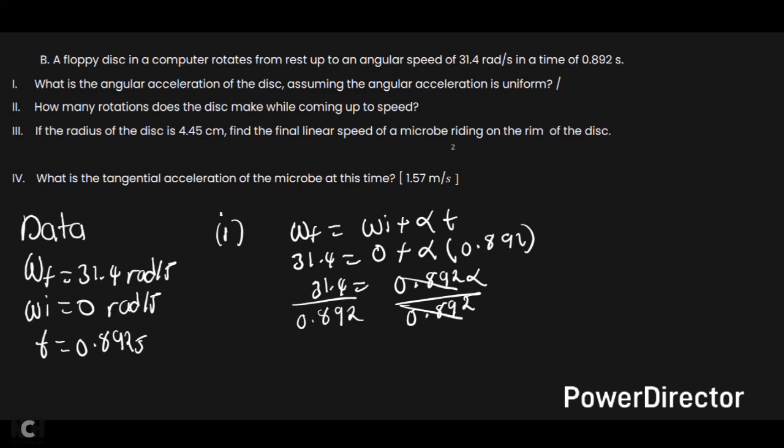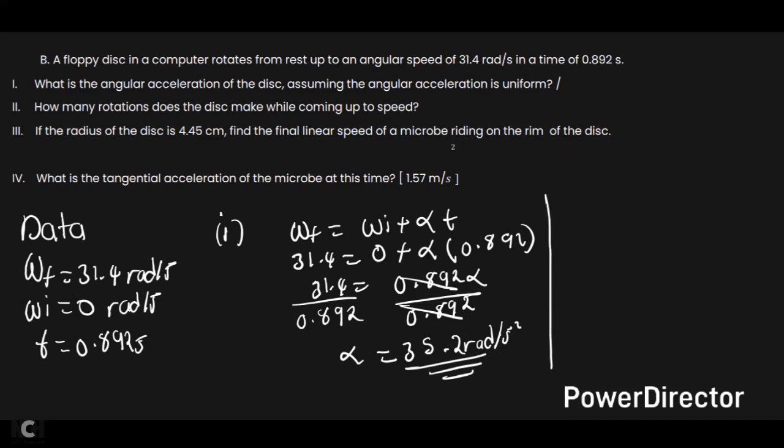This one and this one will divide, meaning that what will be your answer? Your answer will be 35.2 rad per second squared. Remember what you're calculating here, we're calculating the what? Angular acceleration.